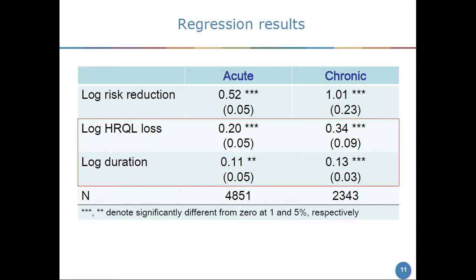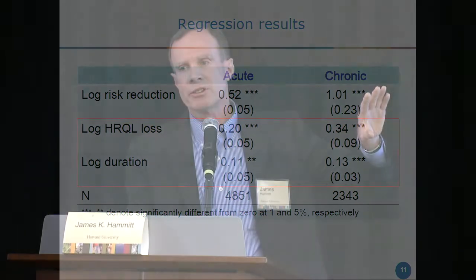So what's highlighted in red there shows the elasticity of willingness to pay with respect to the HRQL loss is on the order of 0.2 or 0.3, so much less than 1, much less than proportional to severity. And the elasticity with respect to duration is like 0.1. So if duration goes up 100%, willingness to pay goes up 10%, is what that means. And you could say, well, this is just insensitivity to scope. That's a big problem. We know that.